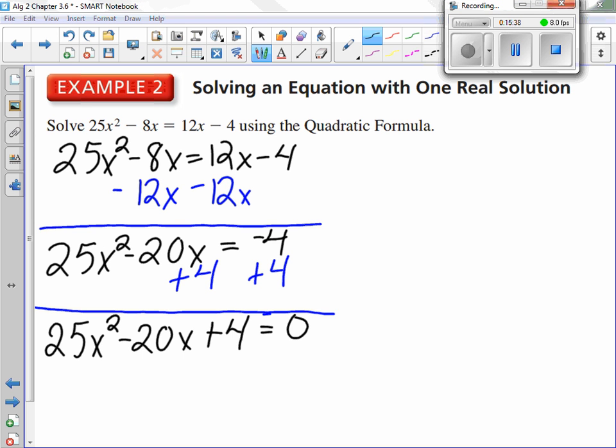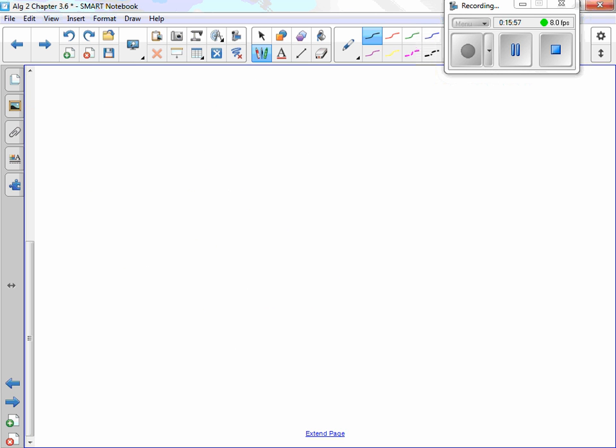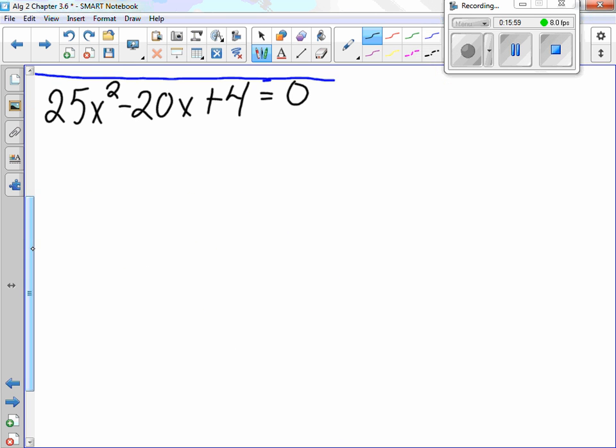So now do we have this equation equal to 0? Well, yes, we do, don't we? This is equal to 0. Now, these first two steps, minusing 12x and adding 4, we could have done them in either order. You could have added 4 to both sides and then subtracted 12x. It doesn't matter which order we do it. Our main focus and goal is to get the equation equal to 0, which we did.